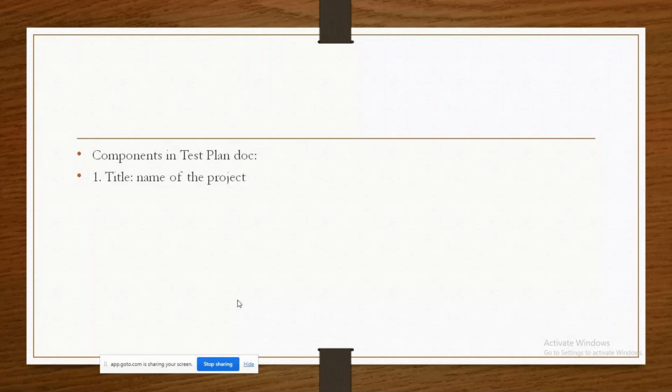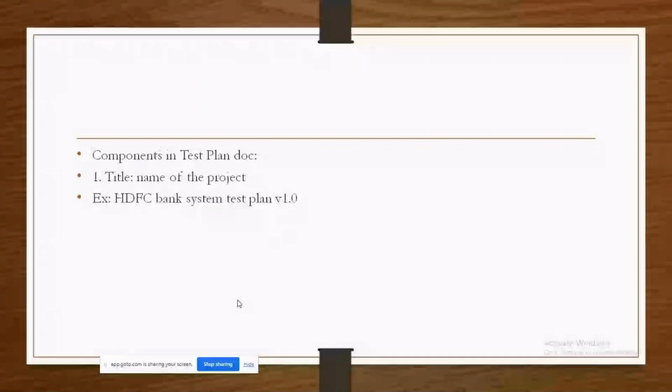First thing, title. That is the name of the project, and which project the test plan document relates to. Suppose you are preparing a test plan for HDFC Bank. Then the title should be like this: HDFC Bank System Test Plan version 1.0. Any modification goes under version 2.0. Initial draft is version 1.0. Right, that is the title.